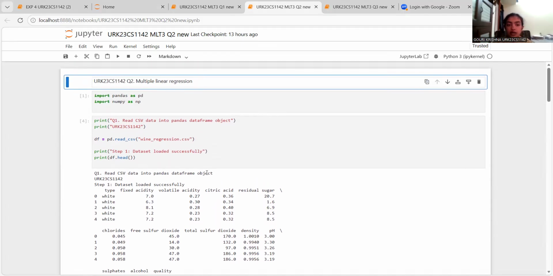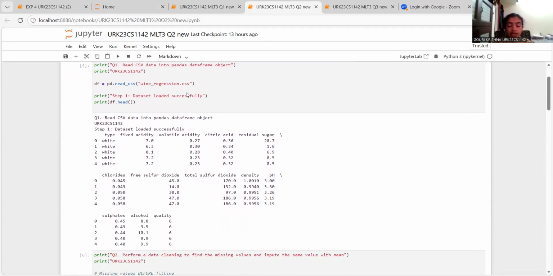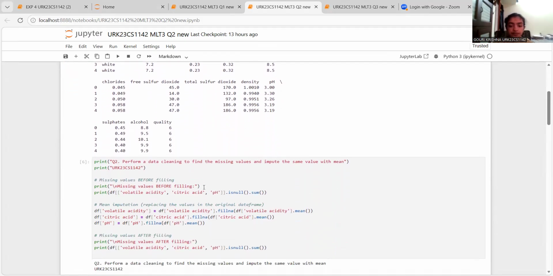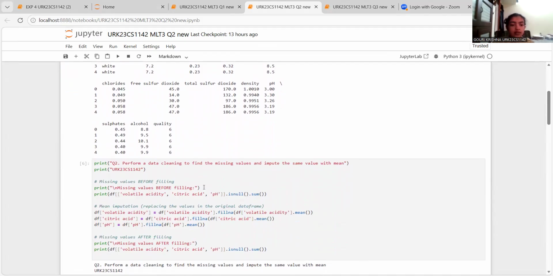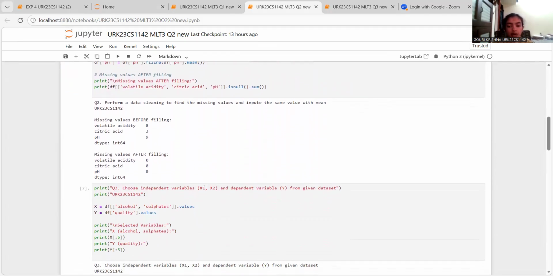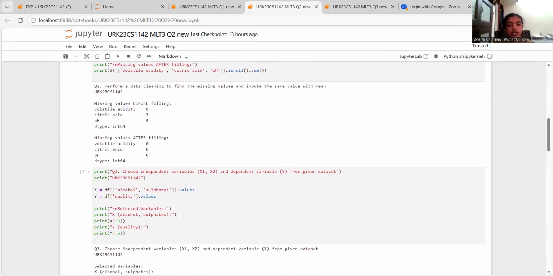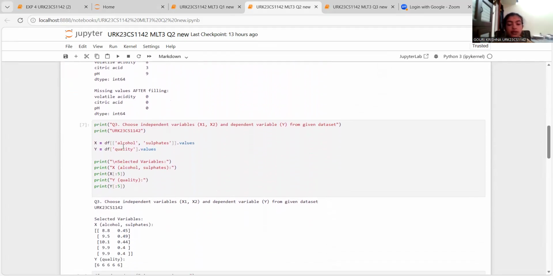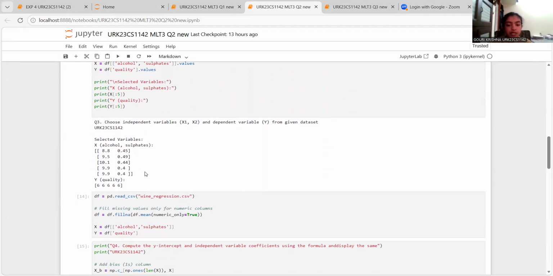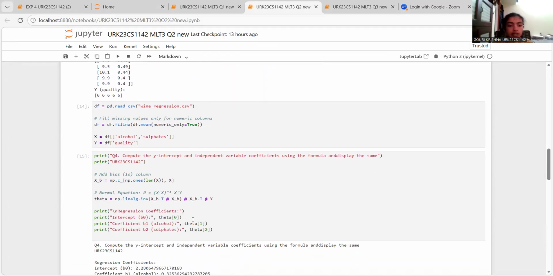So first, we will load the data set and handle the missing values. Here we'll select the variables, which are alcohol and sulfates, and for the dependent variable, it is quality. Here x equals df[['alcohol','sulfates']].values and y equals df['quality']. So these will be the dependent and independent variables here.